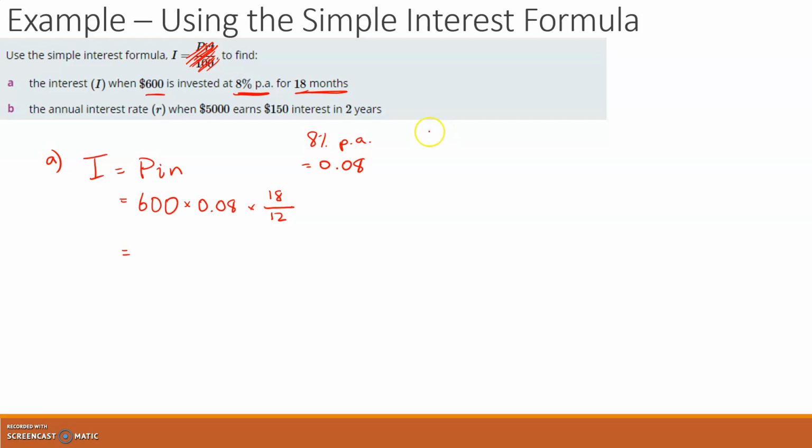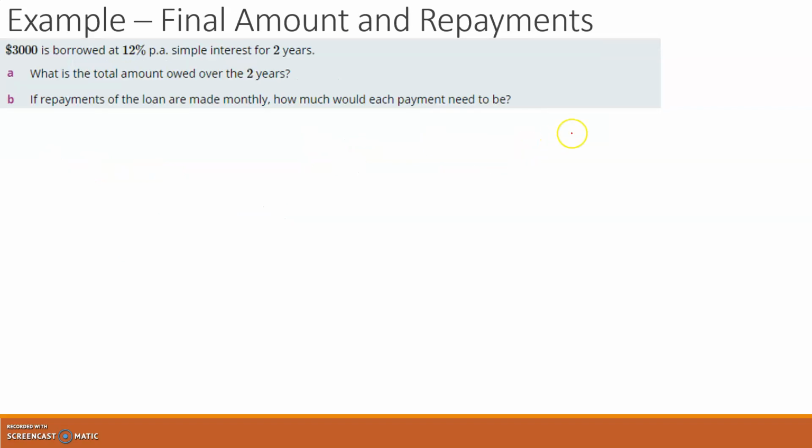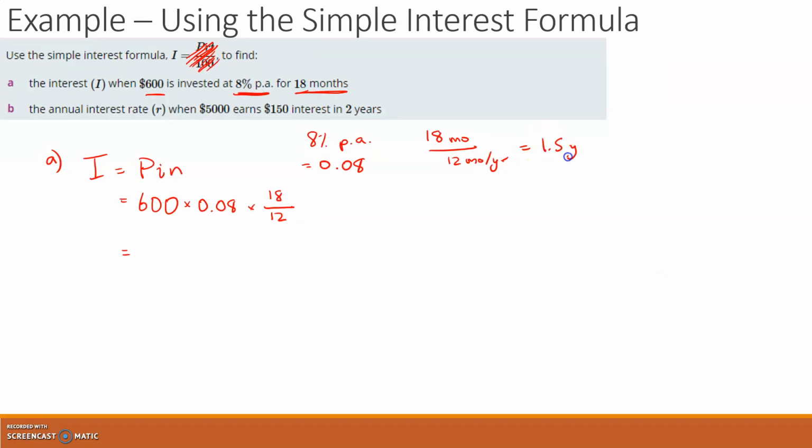Now I could do that calculation separately over here. I could say 18 months divided by 12 months per year is equal to 1.5 years. I could do that separately like that, but keeping the fraction in here is fine as well. So that means I can just type in 600 times 0.08 times 18 over 12 on my calculator, and I'll get the final answer here.